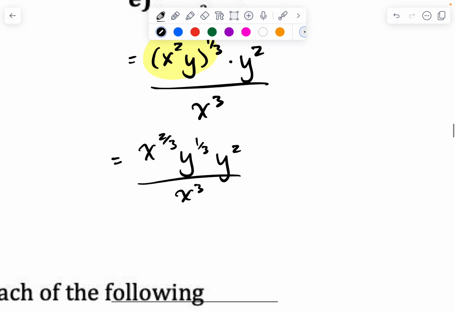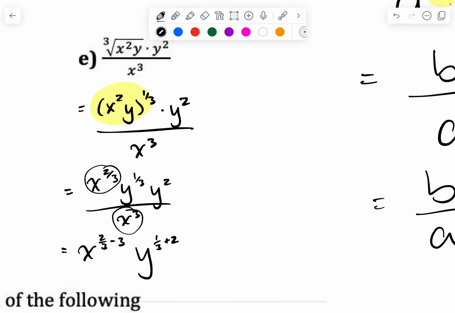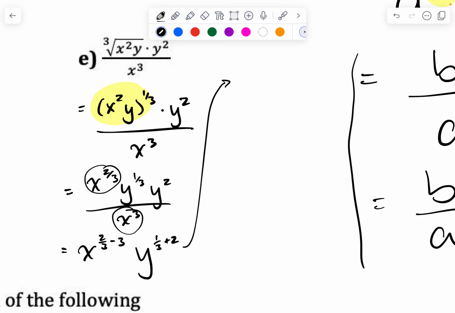Well, I can see that the x's are going to be here and here. So that's 2/3 take away 3. And y's are 1/3 plus 2. Right? Because when we divide bases, we subtract. When we multiply bases, we add. So now let's do this fraction addition and subtraction.